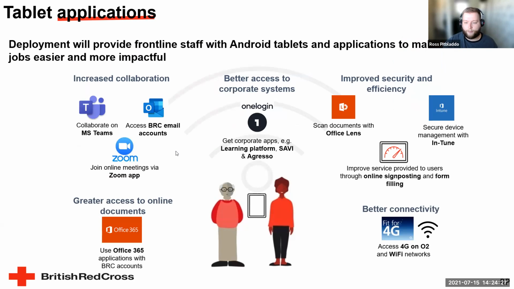Accessing Zoom. We had one person who managed to cut out a 2-hour commute to a venue just to do some training by having a tablet. So there's some really impactful time savings here from using a tablet.